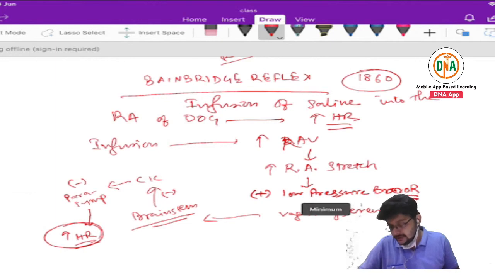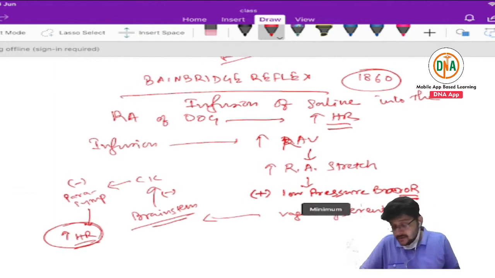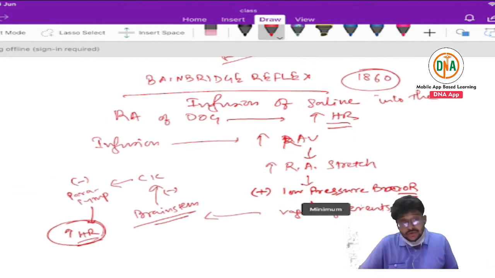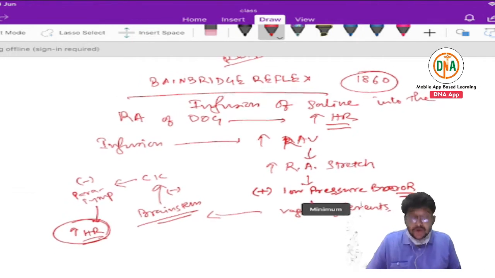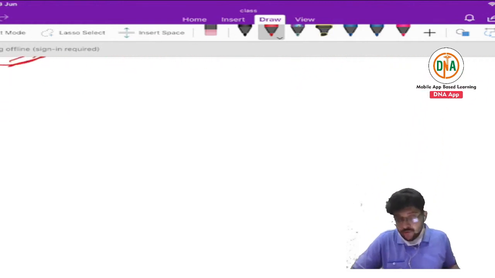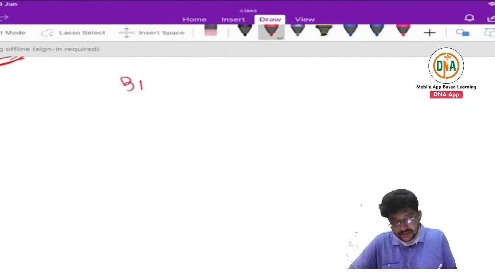Any new question? I shall be waiting. What is the full form of CIC? Dr. Verma has asked. CIC full form is the cardio-inhibitory center. That is the chief center, or the mother center, of the parasympathetic system. CVLM, the caudal ventrolateral medulla, goes via RVLM, the rostral ventrolateral medulla, to the sympathetic center basically. So this is all about the Bainbridge reflex. We'll move on to the Bezold-Jarisch reflex.